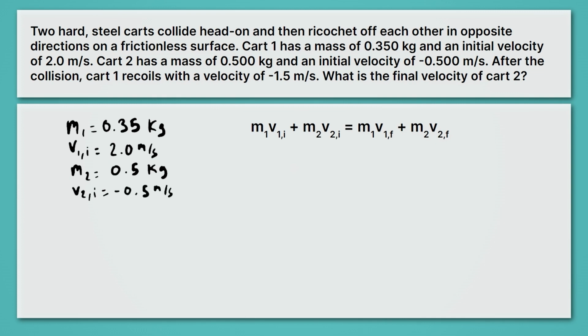Then we know the final velocity of just cart 1. And we know at the end it's going minus 1.5 meters per second, so it's ricocheted backwards. And what we're looking for is the velocity 2 final. That's what we don't know. All right, now that we've listed our variables out, we're ready to go ahead and plug them into our equation, and then we'll solve for our velocity final for that second cart.